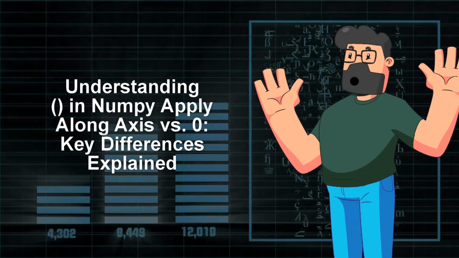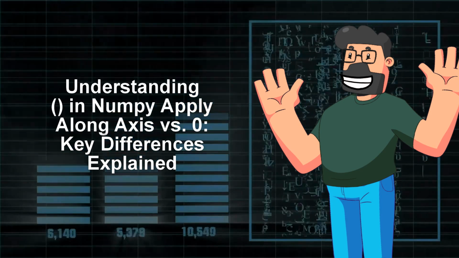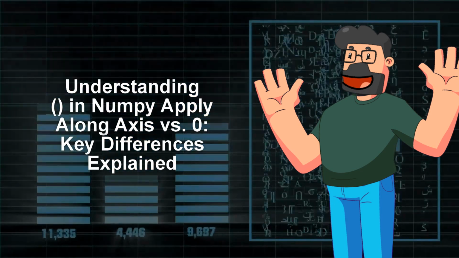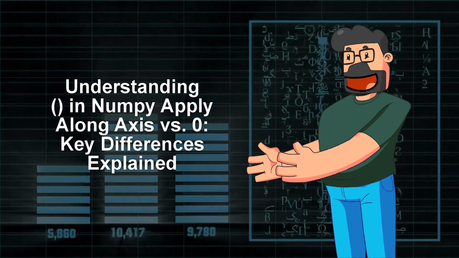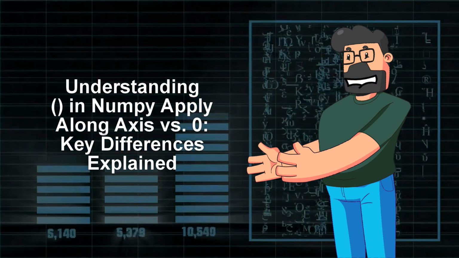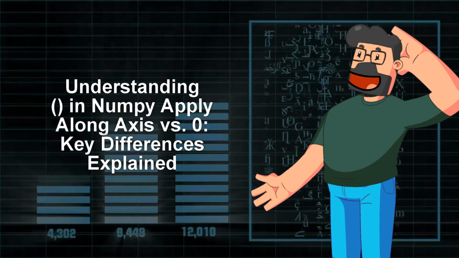Hey there! Today we're going to tackle a common problem that many people encounter when working with numpy arrays, understanding the difference between and 0. This issue often arises when trying to iterate over arrays using certain numpy functions. Let's dive into the solution and shed some light on this tricky concept.